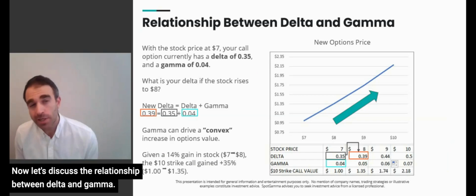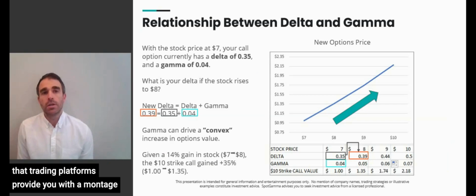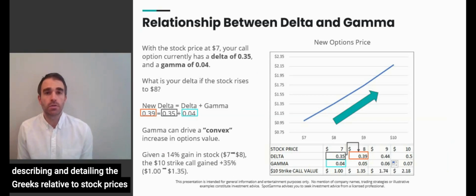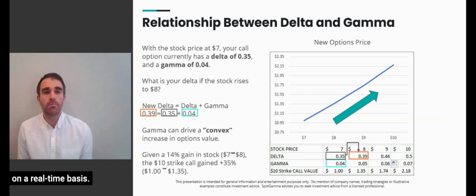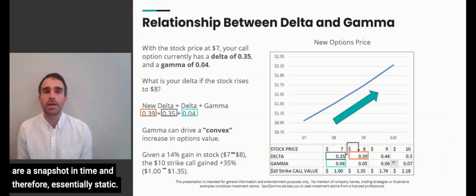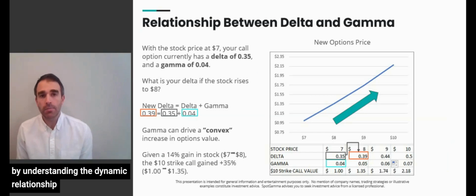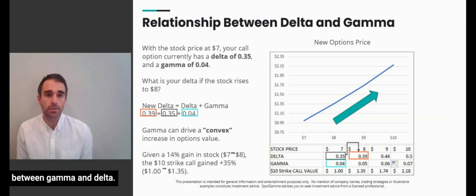Now let's discuss the relationship between delta and gamma. As a trader or investor, you can see that trading platforms provide you with a montage describing and detailing the Greeks relative to stock prices on a real-time basis. However, the values shown to any trader are a snapshot in time and therefore essentially static. In our view, the power of options is unlocked by understanding the dynamic relationship between gamma and delta.